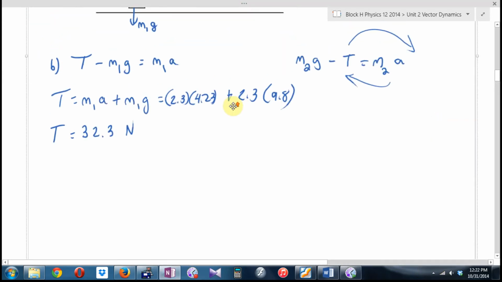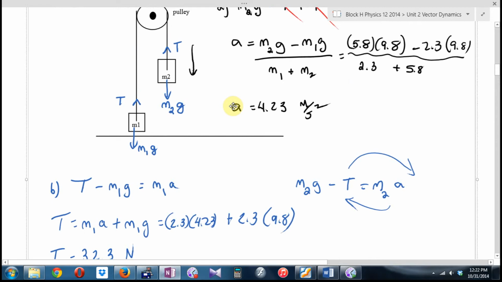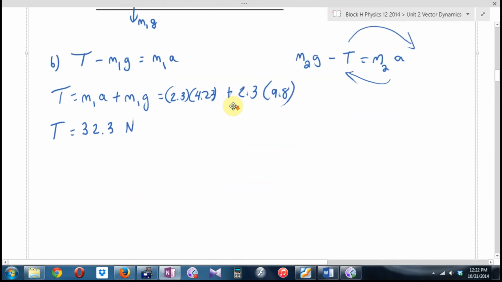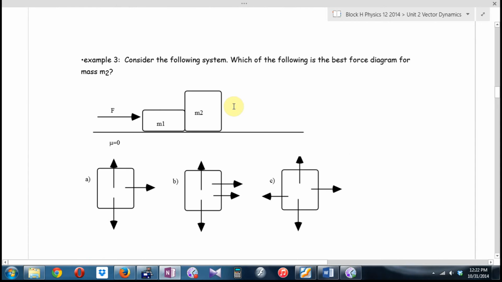So we said the idea behind the Atwood machine was it's a massless, frictionless pulley. It's massless, frictionless ropes, but it's 2 masses. And this allows us to do some thinking with multi-body problems. Example 3 says this. Consider the following system. Which of the following is the best force diagram for mass M2?